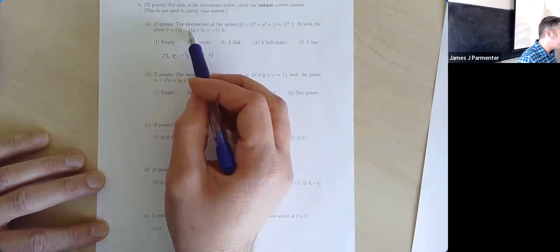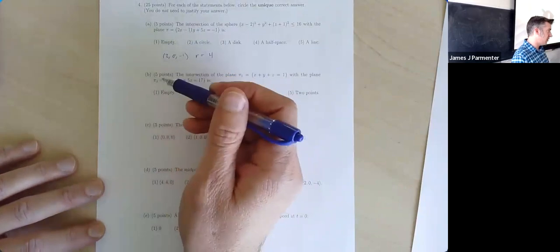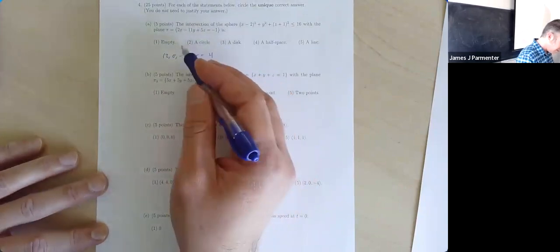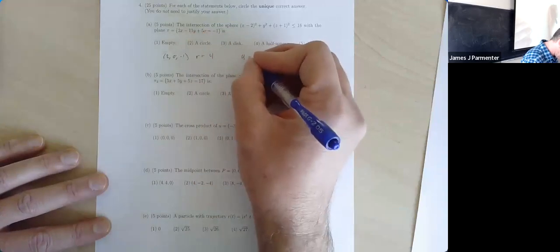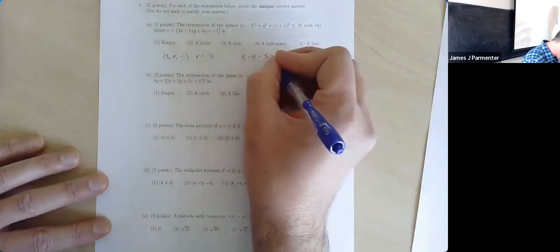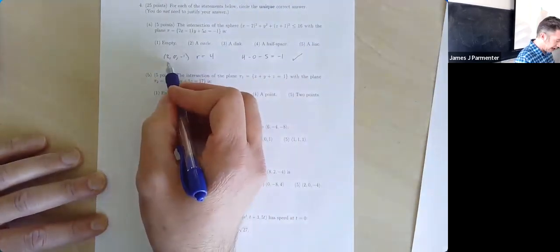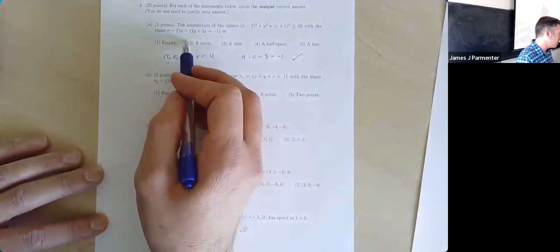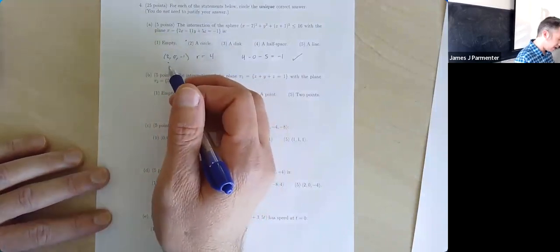That's nice. So if you happen to think to plug in the center here, if I plug in 2, 0, -1, I get 4 minus 0 minus 5, and it's equal to -1. So the center of this sphere happens to be a point on the plane, which means the plane has to actually cut the sphere. It's cutting it in a circle.